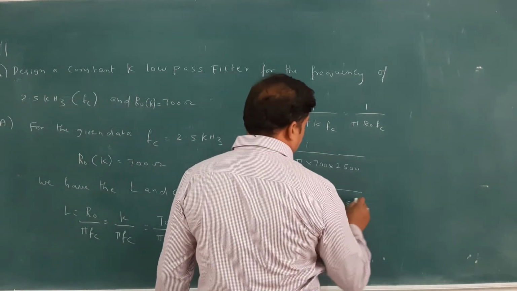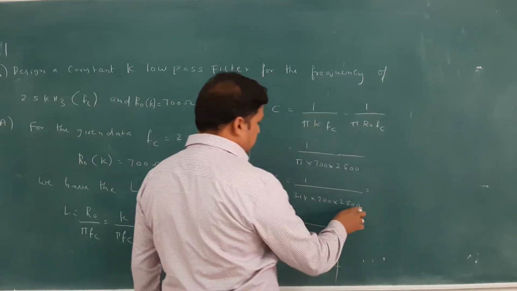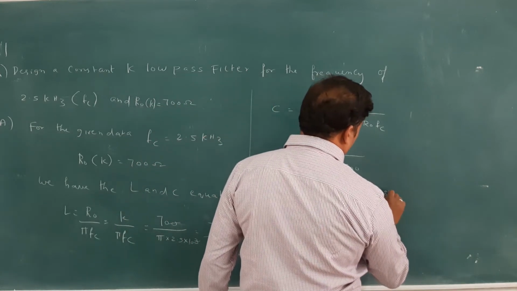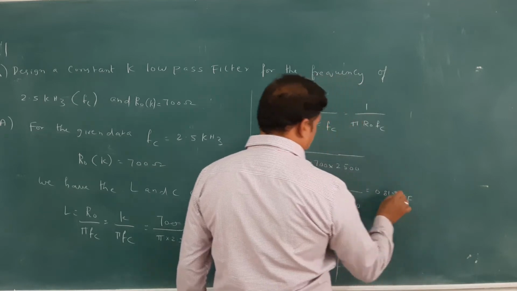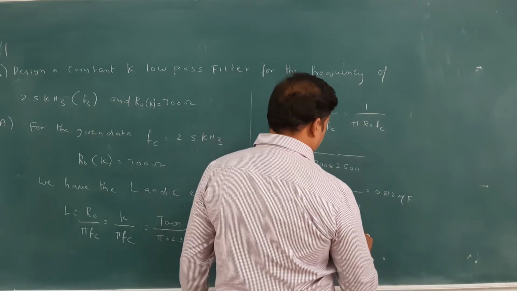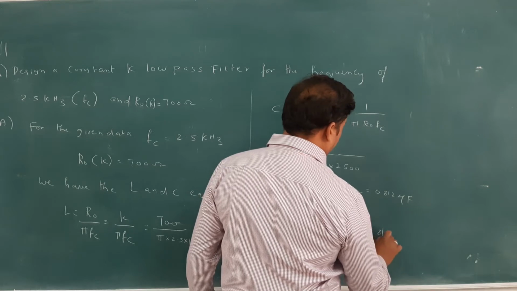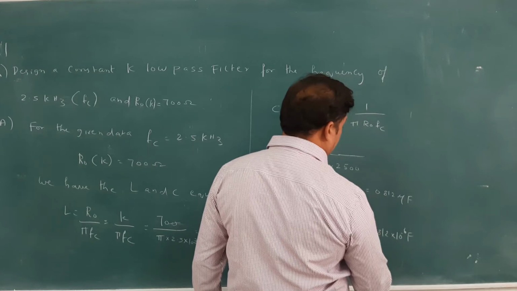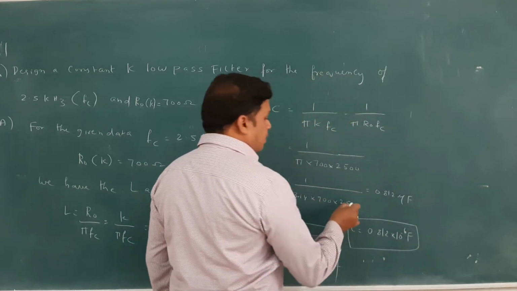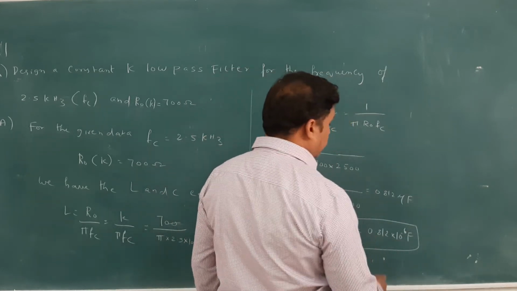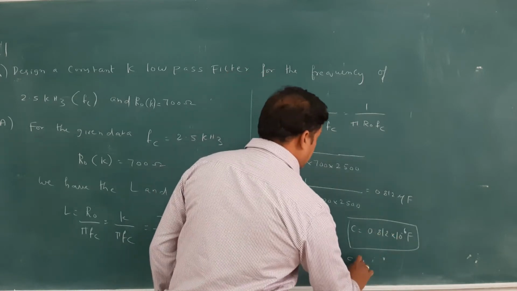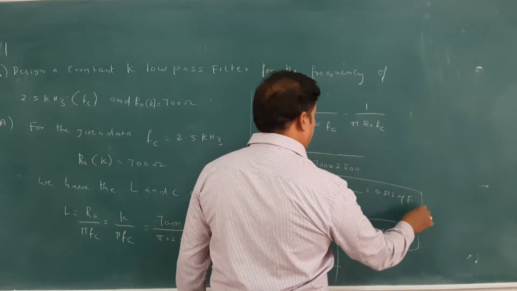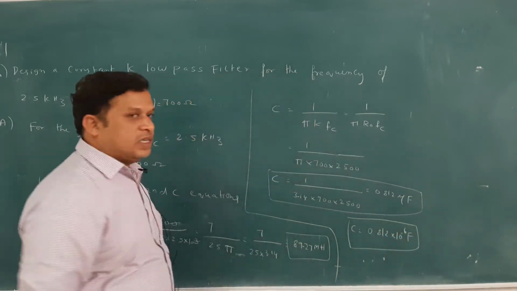After doing this, we have 6 zeros, so it will be 0.812 microfarad. Micro means 10 power minus 6. That is, C is equal to 0.812 into 10 power minus 6 farad, or C is equal to 0.812 microfarad. Okay. So we got the L and C values now.